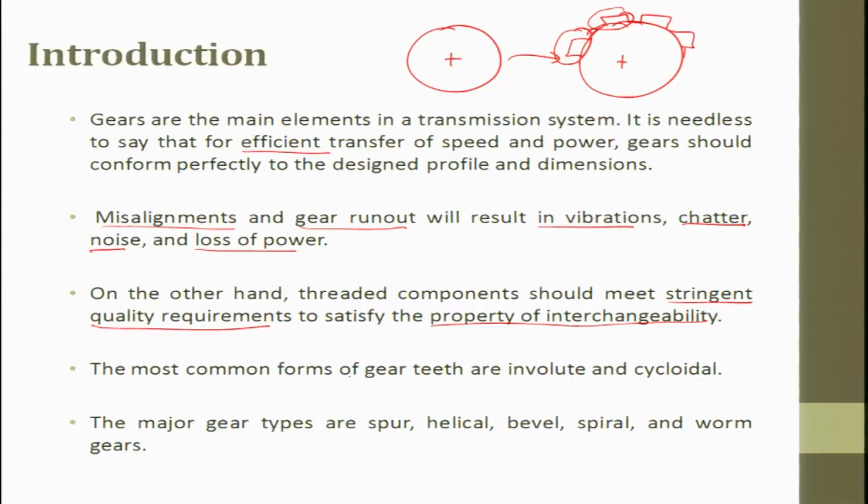The most common forms of gear teeth are involute and cycloid. The major types of gear are spur gear, helical gear, bevel gear, spiral gear and worm gears. These are the most common ones, and apart from that you have herringbone and many other gears. But for our discussion we will look into these 5 gears, and more particularly spur gear, because this is the most common gear which is used. So, how are these gear teeth manufactured? They follow involute and cycloid forms.